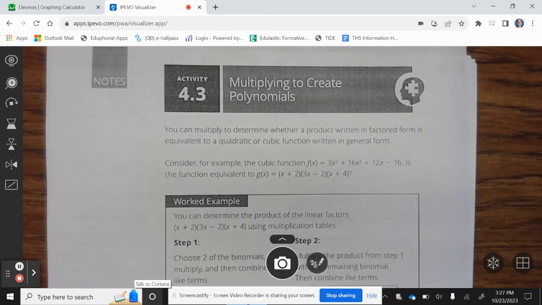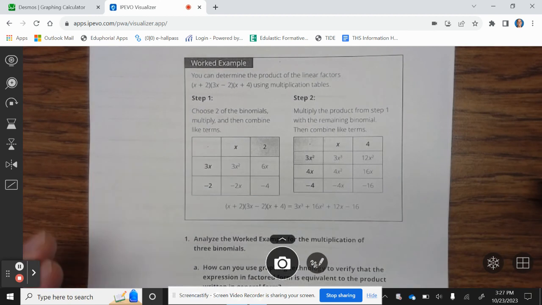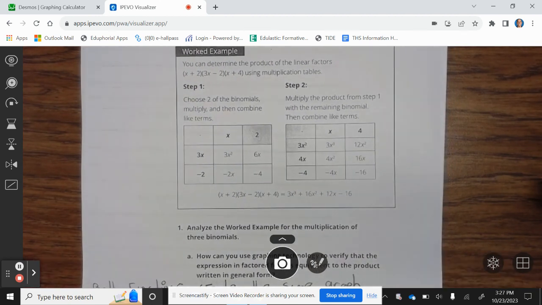So we're in activity 4.3, multiplying to create polynomials. You can multiply to determine whether a product written in factor form is equivalent to a quadratic or cubic function written in general form. Consider, for example, a cubic function f of x equals 3x cubed plus 16x squared plus 12x minus 16. Is the function equivalent to g of x equals (x plus 2)(3x minus 2)(x plus 4)? Go ahead and analyze the worked example for the multiplication of three binomials.